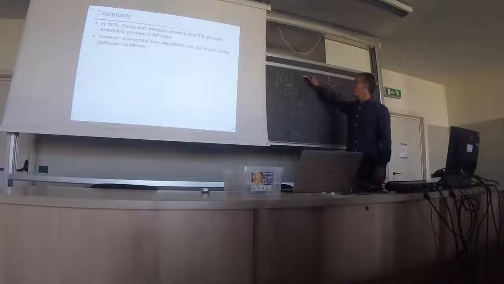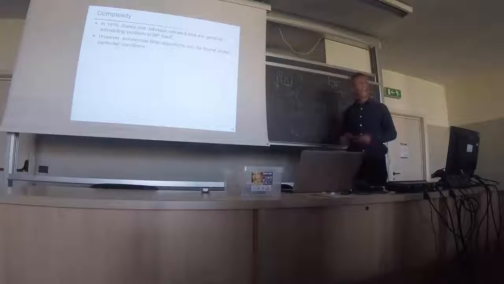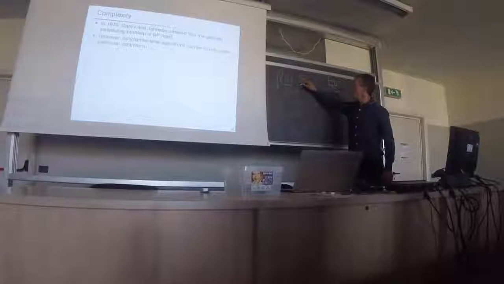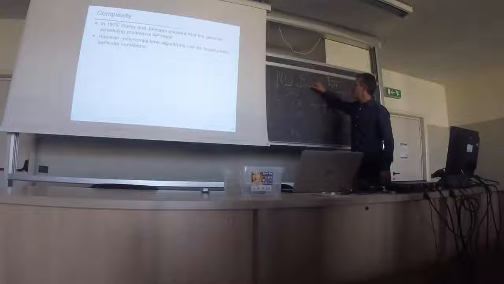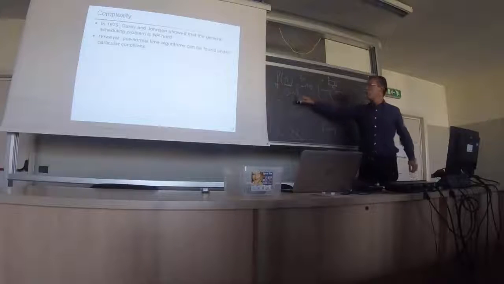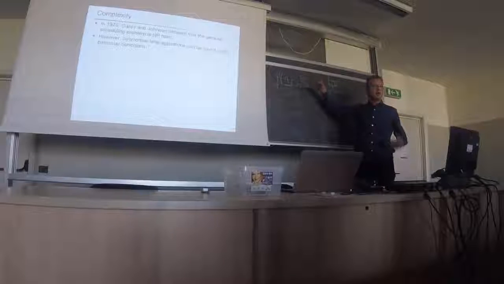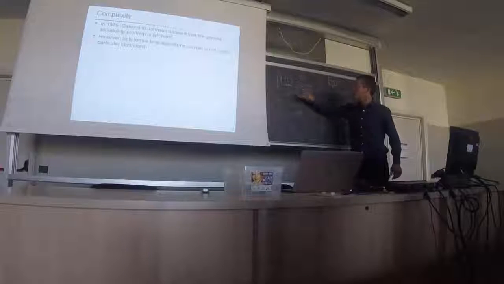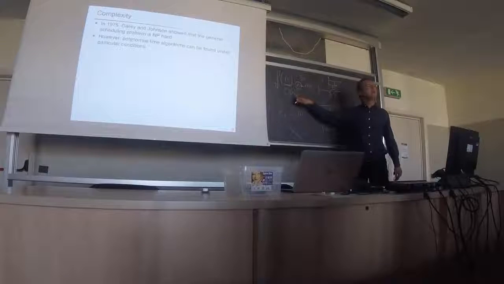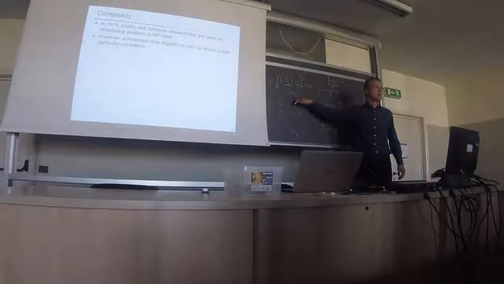So it may take me 3n. This is O of n. It may take me n plus 1200. This is O of n. So the complexity is proportional, in big O notation, to n. So this is called linear complexity.